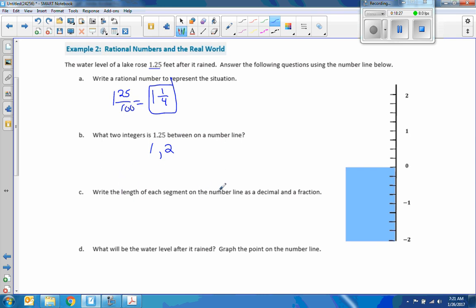C. Write the length of each segment on the number line as a decimal and fraction. Okay, so I have 1, 2, 3, 4. So there's 4 pieces between 0 and 1, or 4 segments. So they're quarters. So it's going to be a 4. Okay, it's going to be really hard for me to write.